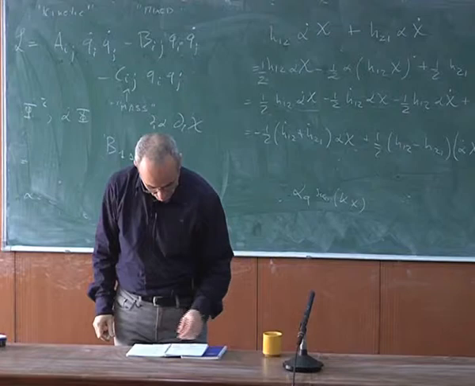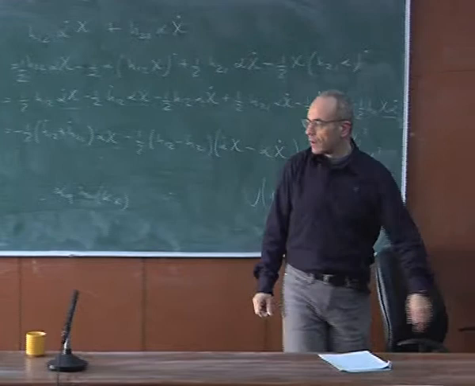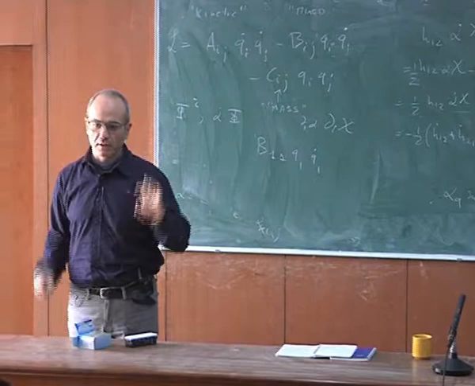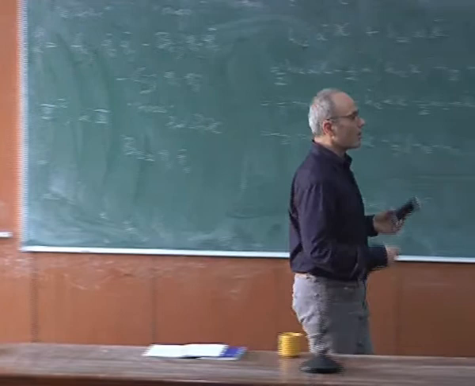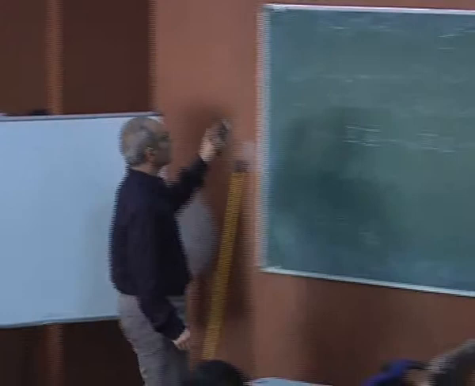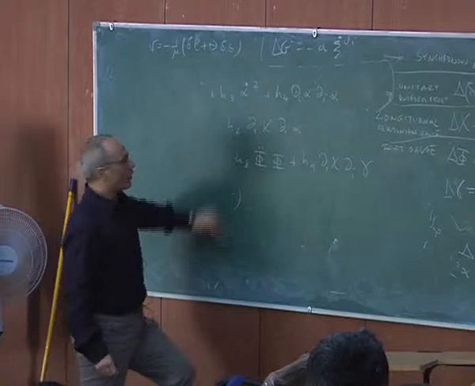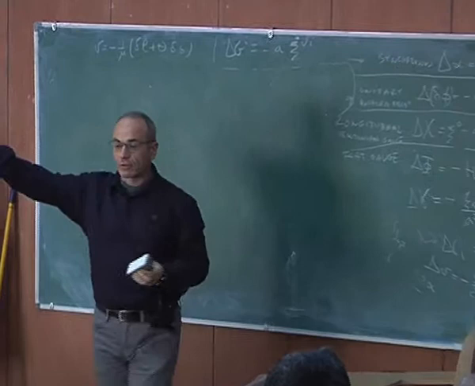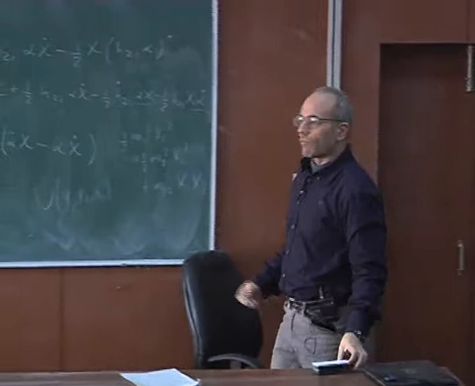Yes, so maybe I'm going slow, but I want to make sure that all things come up slowly. So now, how do I deal with the terms here? Then the first thing to do is start integrating by parts. Try to get as much as possible the Lagrangian in the form that I wrote there. Once we get to that form, we are in a very good shape.